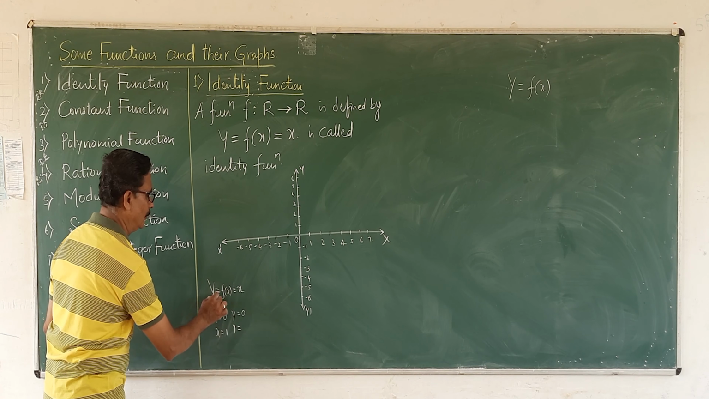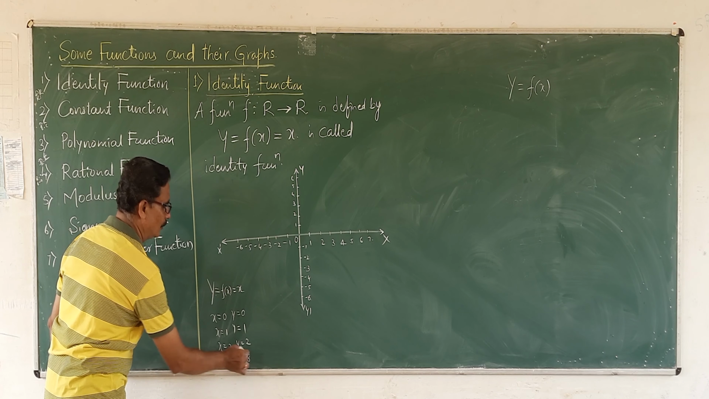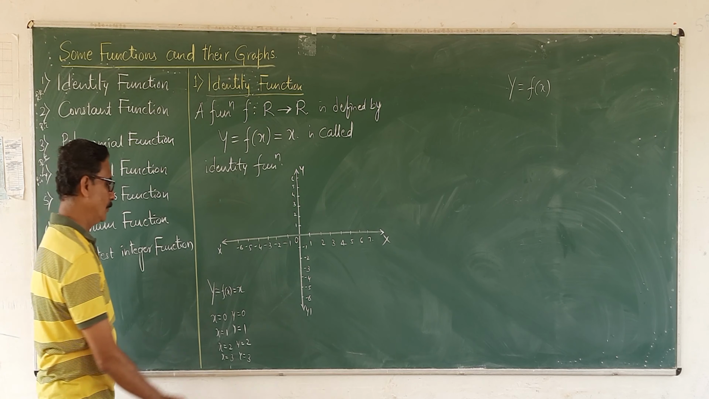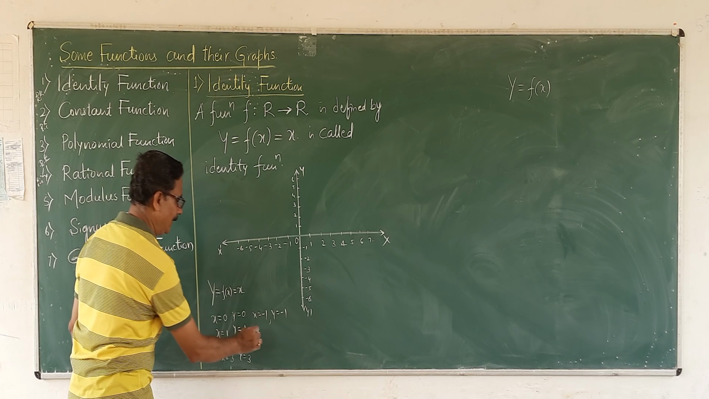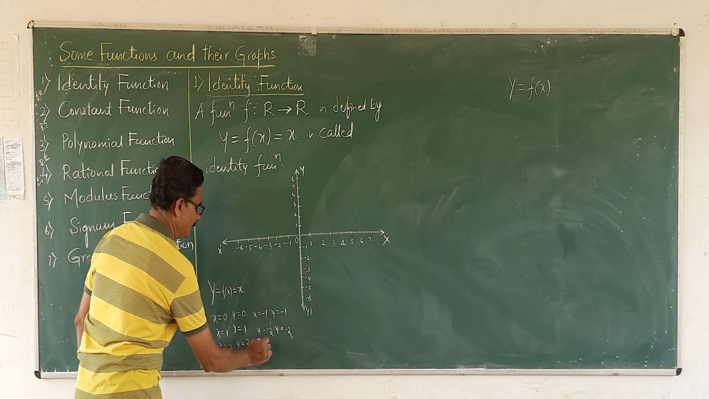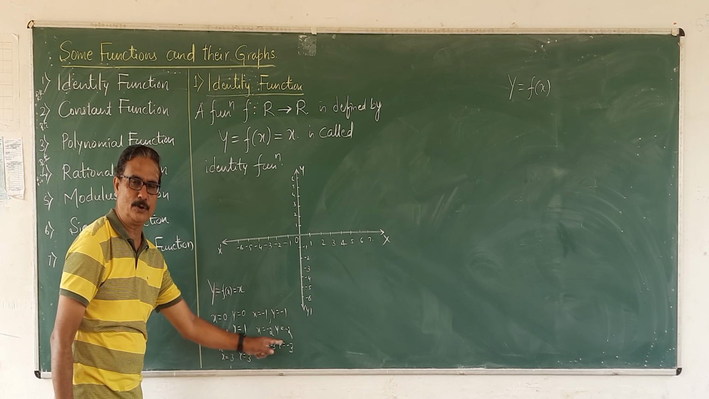Put x is equal to 2, y is equal to 2. Put x equal to 3, y is equal to 3. Put x equal to 4, y is equal to 4. Similarly, put x is equal to -1, then y is -1. X is equal to -2, y is -2. X is equal to -3, y is also -3. The two numbers are the same.